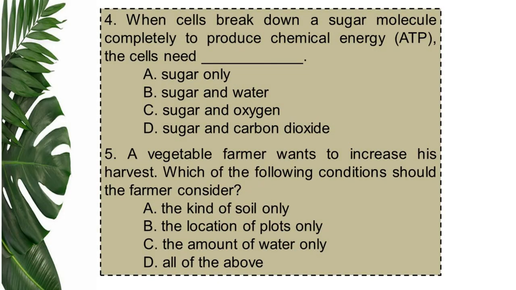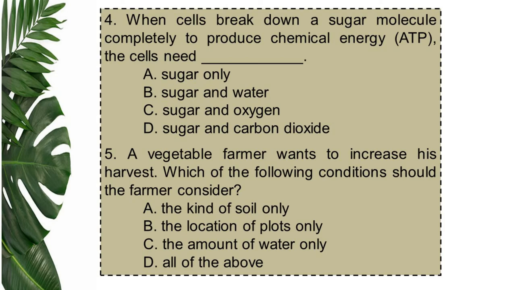Number 4. When cells break down a sugar molecule completely to produce chemical energy or ATP, the cells need blank. A. Sugar only. B. Sugar and water. C. Sugar and oxygen. D. Sugar and carbon dioxide.